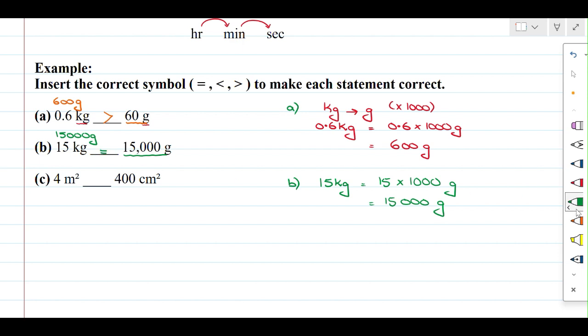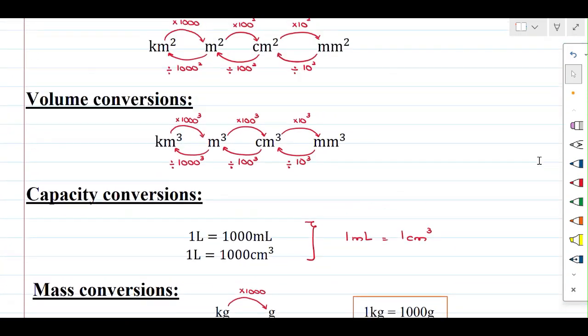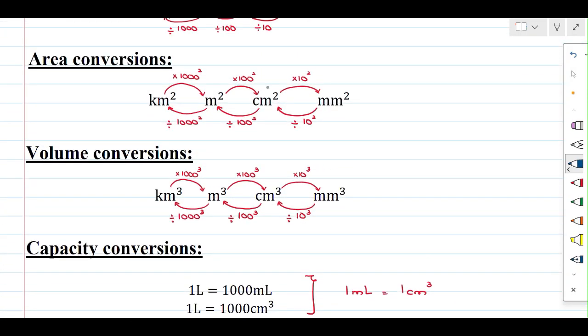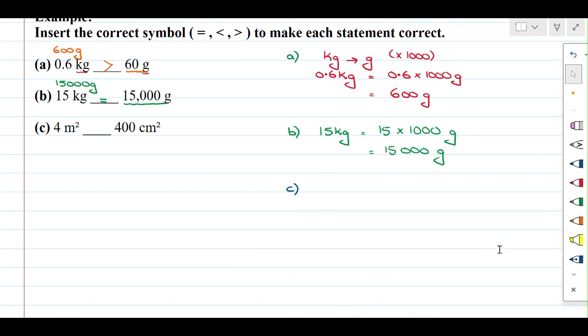Okay, now the next conversion is about part C, about meter square and centimeter square. This is the area conversion, right? Meter square to centimeter square, multiply by 100 square. So to convert meter square to centimeter square, you have to multiply by 100 square. Now we have 4 meters square. This should be equal to 4 multiplied by 100 square to convert it into centimeter square, right? 4 into 100 into 100.